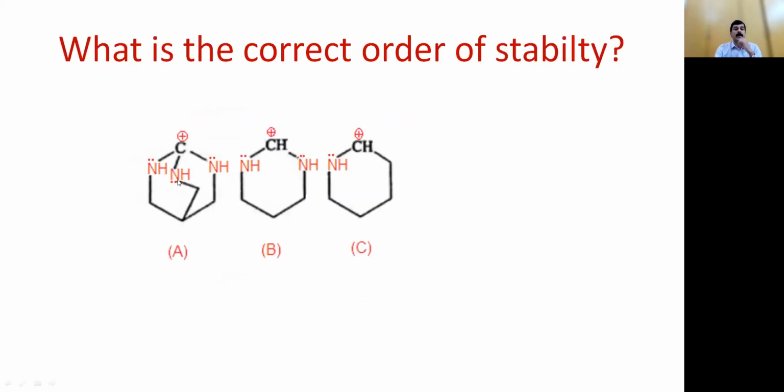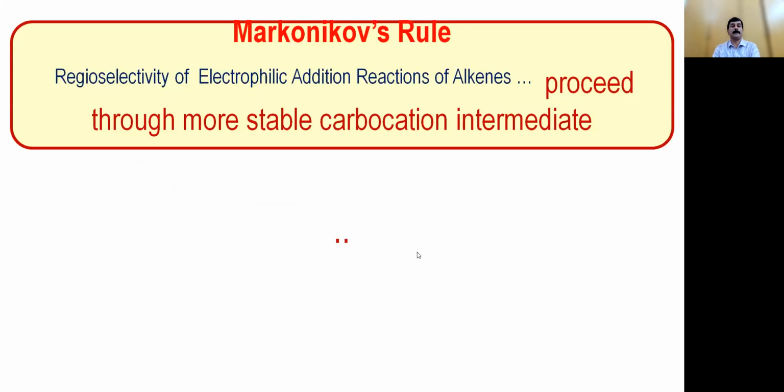So what is the correct order of stability? Why? Because here this is bridged, so immediately look at the non-bridged system. This is so, naturally B is greater than C, because the 2 heteroatoms are there. This one is a bridged system. Even though it has 3 heteroatoms, it is a bridged system, so therefore the stability is less.